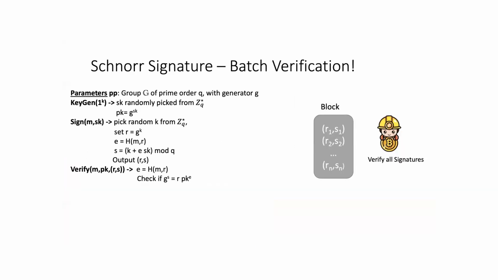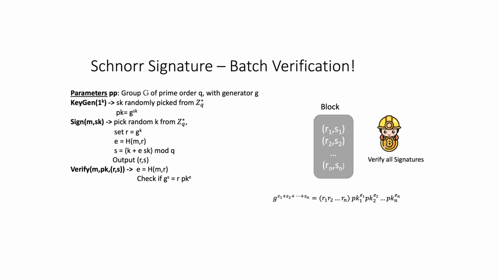A very nice property of the Schnorr signature scheme, and here I'm just recalling the Schnorr signature for you, is what is called batch verification. This is a property that is not supported by ECDSA. What batch verification allows is the following. Assume you have a miner, and it looks at a block that has a whole bunch of signatures, and of course the miner should verify all signatures first. The nice thing with Schnorr is that you can reduce the cost of verifying the signatures.